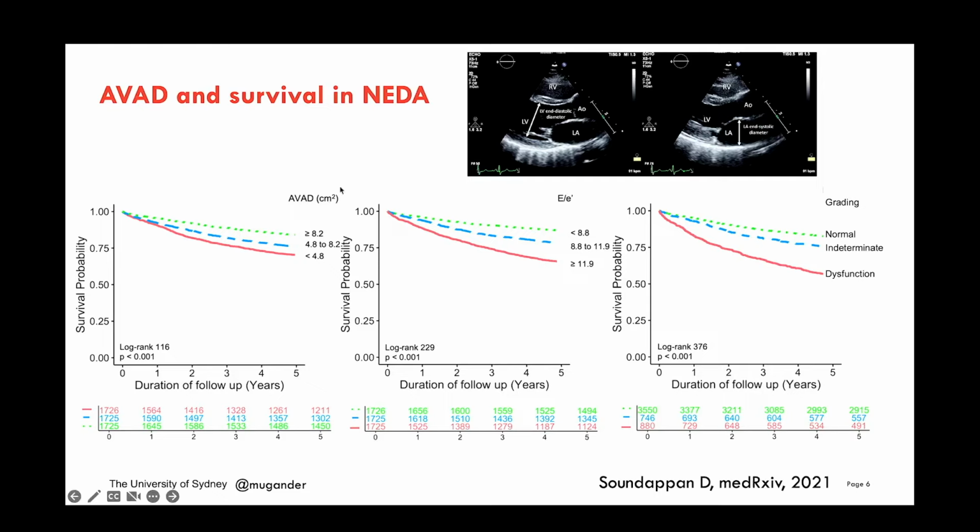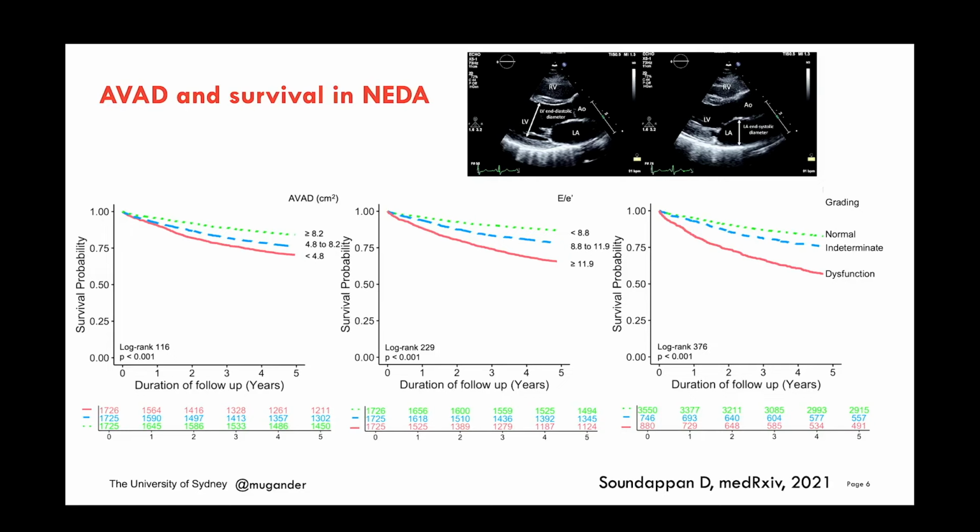area difference. And we saw that the atrioventricular area difference indeed had a dose-response relationship to survival, which was on par with that of E over E prime and also the conventional grading of diastolic dysfunction. And in fact, it was significant beyond conventional measures such as E over E prime and diastolic dysfunction measures. So it adds information beyond that which we already have, which indicates that it's providing some complementary diagnostic performance and may be worth looking at.